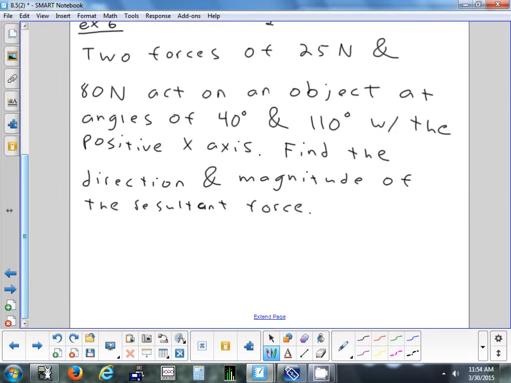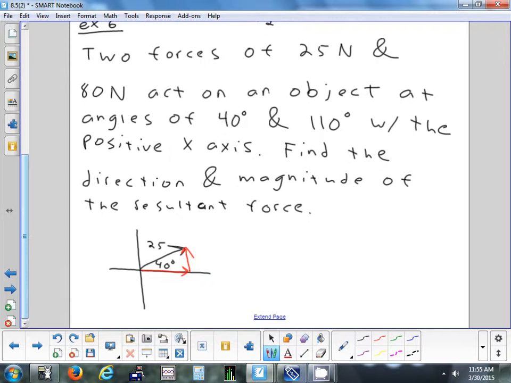All right, let's start with the first force. Its magnitude is 25 and its angle is 40 degrees. So sketch that out. It doesn't have to be to scale. That's your first force. The 25 newtons, that's like the tension. You know the tension in the cable, so to speak. Right? What you have to find is the horizontal and the vertical.